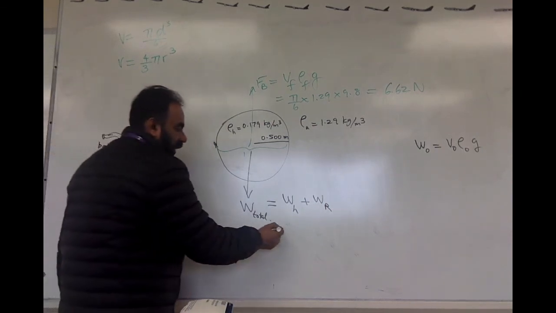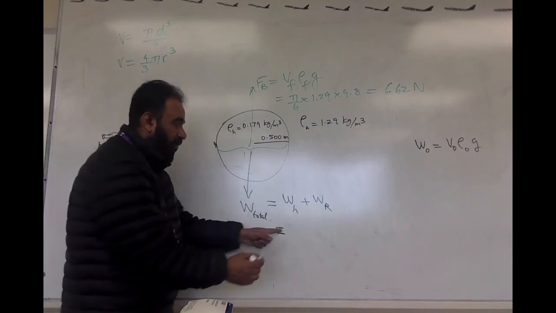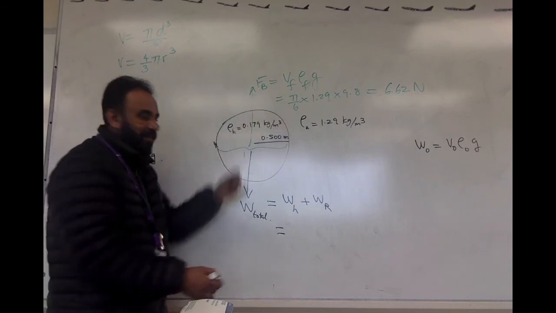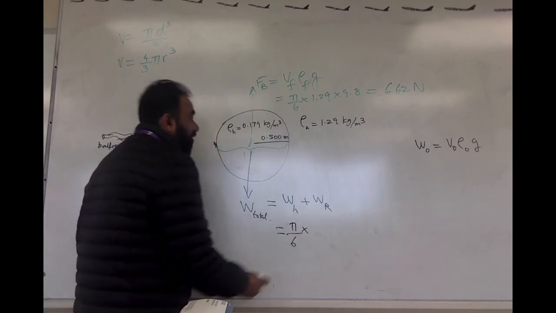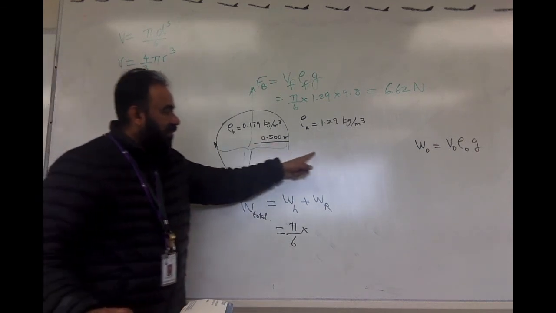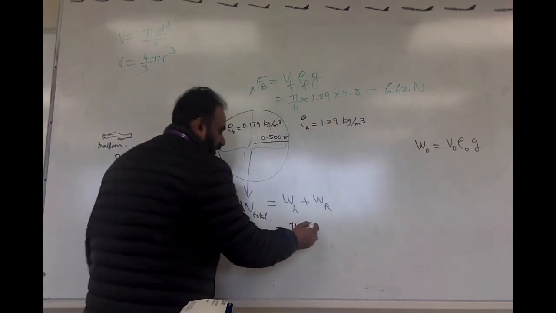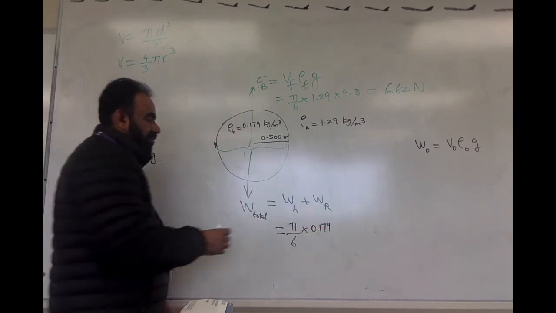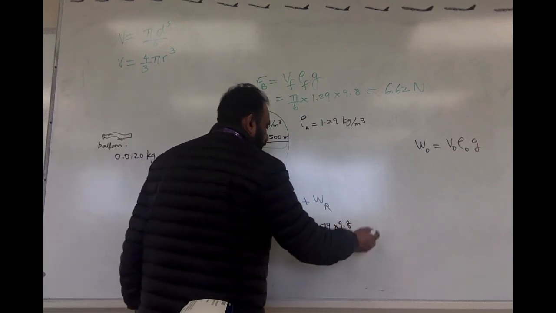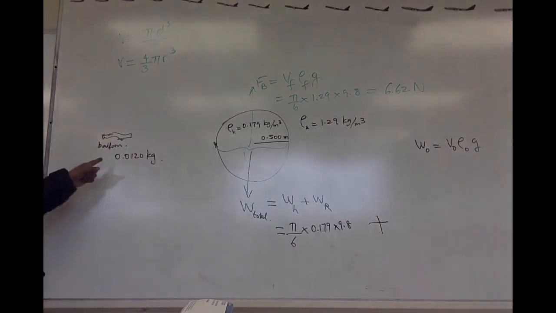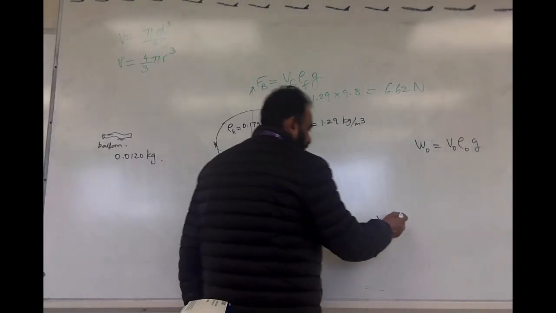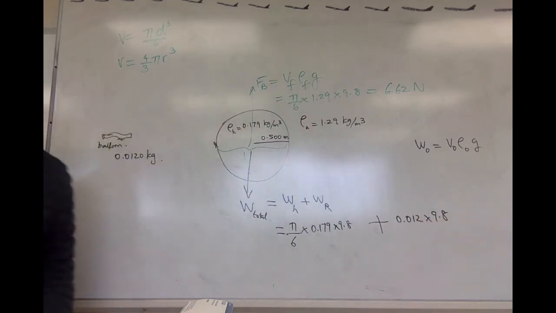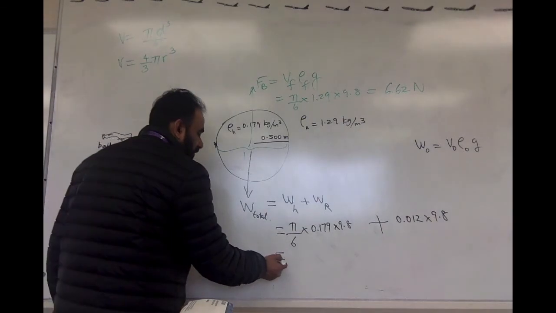And weight of helium is volume of helium. What is volume of helium? Pi over 6. Same thing. Pi over 6 times what's the density of the helium? 0.179, because what's inside the balloon is helium, so that's the density that you want. Times 9.8. Plus weight of the rubber, 0.012 times g. Okay, do that. Tell me what's the total answer.